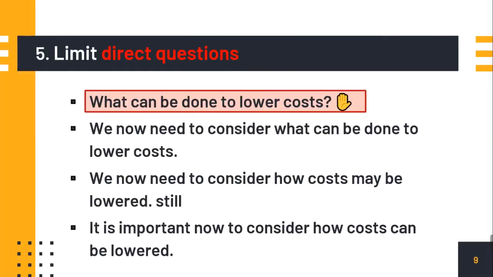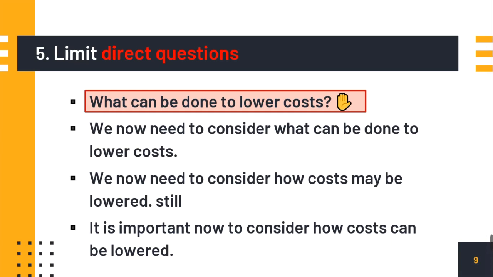The next one is limit direct questions. For example, like this, "What can be done to lower cost?" So perhaps in the middle of our writing, we may want to ask the readers to discuss a particular issue by triggering it through a question. However, this is not the appropriate form. The examples below are the options to change this direct question form into other forms which are suitable for academic writing. For example, "We now need to consider what can be done to lower cost." "We now need to consider how cost may be lowered."